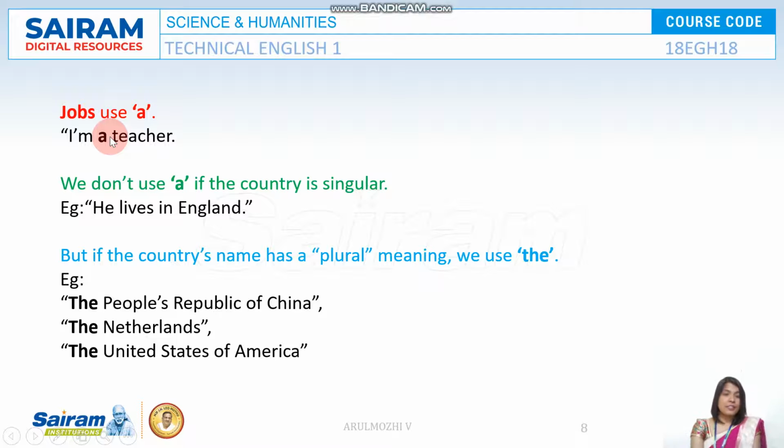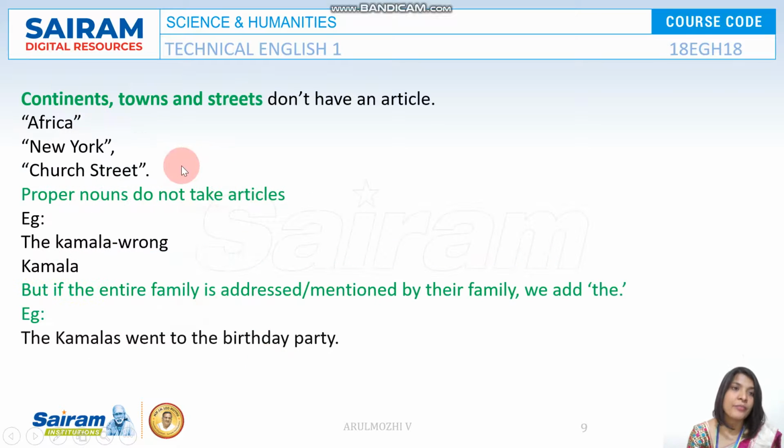We use "a" before professions, as in I am a teacher. But we don't use "a" before a single country. I told you we can use "a" before single things, countable nouns, but we don't use "a" before countries, towns, streets. He lives in England. But if the country is plural in number or meaning, then we use "the". Take for example, the People's Republic of China, the Netherlands, the United States of America. Before continents, towns and streets, we don't use any kind of article, like Africa, New York, Church Street.